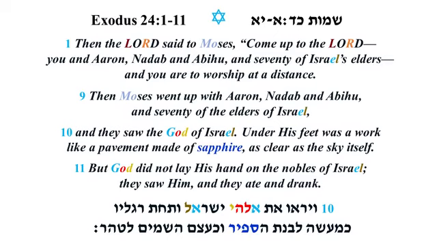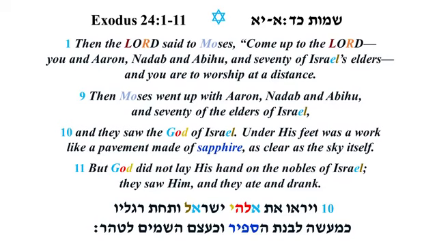All right. Exodus 24, verses 1 through 11. We're not going to read them all. But here's another example of 70. It says, "Then Yahweh said to Moshe, come up to Yahweh, you and Aaron, Nadab and Abihu, and 70 of Israel's elders, and you are to worship at a distance."